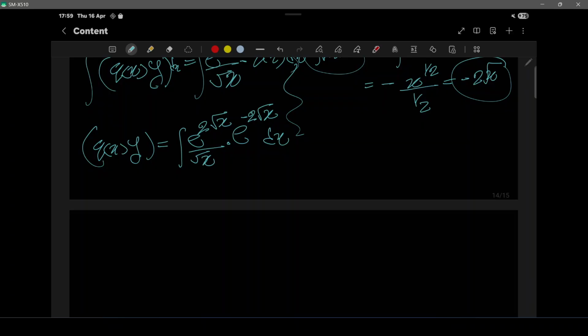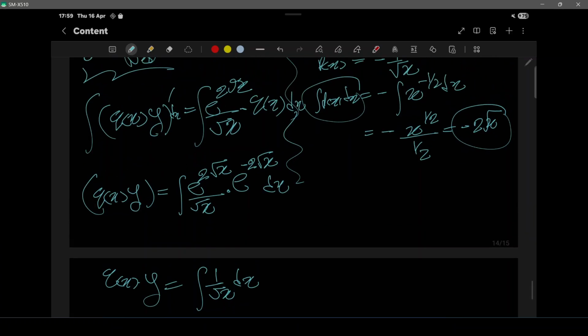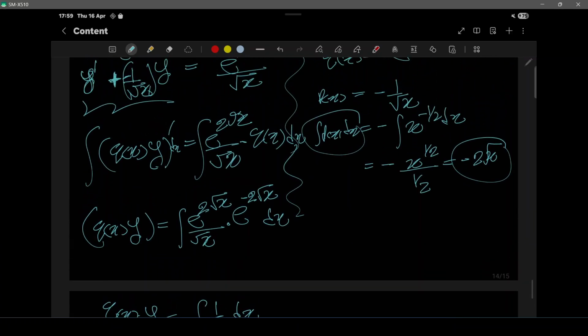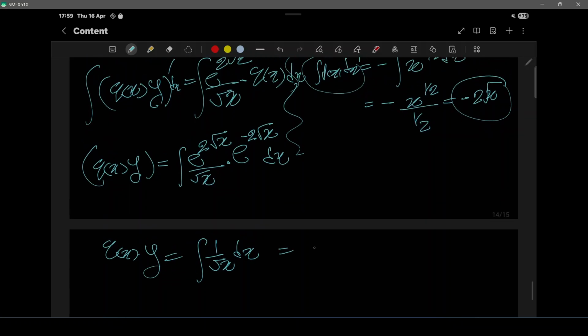Now, if we simplify these two terms, what do you get? It is e to the power 0, that is equal to 1. Because when you multiply with the same base, you can add the exponents: 2 square root of x minus 2 square root of x is 0, so e to the power 0 is equal to 1. So Q(x) y is equal to the integration of 1 over square root of x dx. We did that a few minutes earlier. It is just 2 times square root of x plus c.